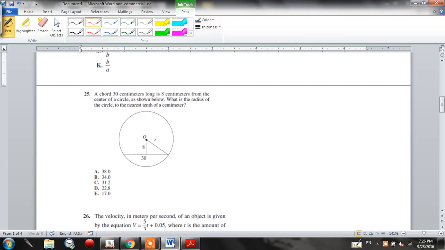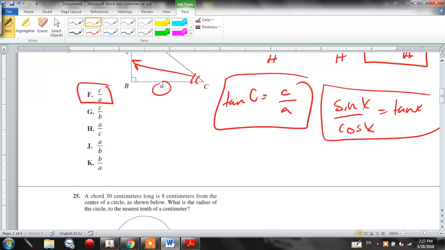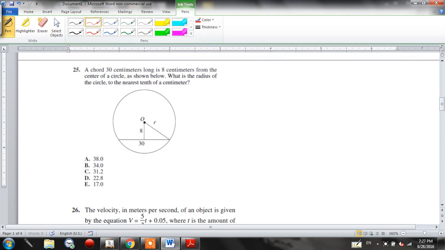Question number 25 says, a chord 30 centimeters long is 8 centimeters from the center of the circle, as shown below. What is the radius of the circle to the nearest tenth of a centimeter? This is a very interesting question and asks whether or not you know a couple of things. I like this question.